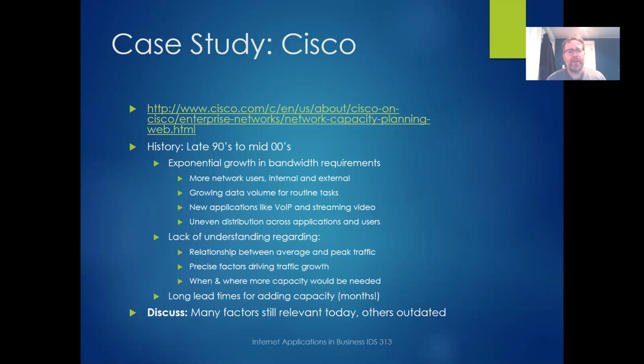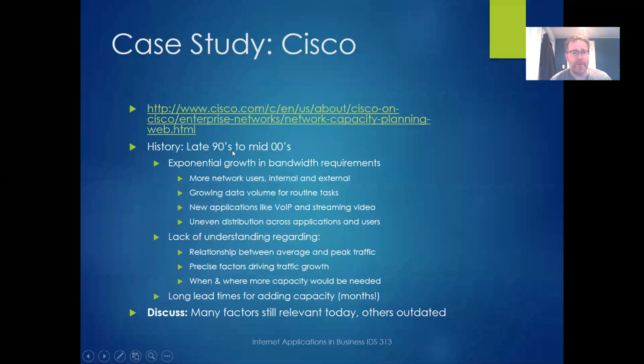Okay. Now I have an old case here from Cisco. Some of this stuff is relevant, some of it not so much. But one thing that's interesting to talk about: Cisco from the late 90s, early 2000s was seeing a big spike in network traffic. And a lot of it was from new applications like voice over internet and streaming video that are extremely data intensive. And again, this is 20 years ago, so the capacity wasn't quite what it is now.